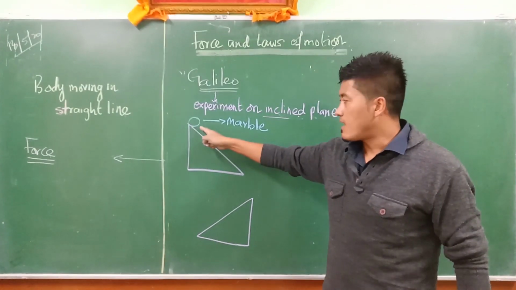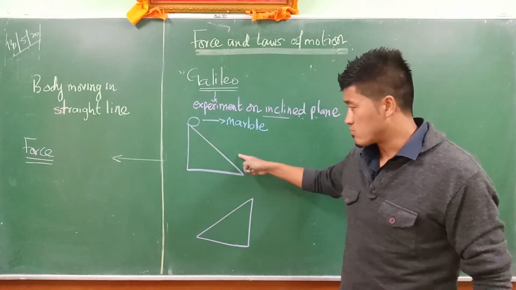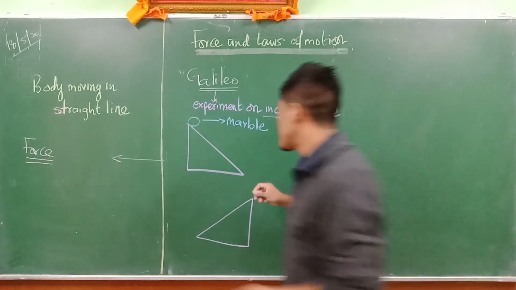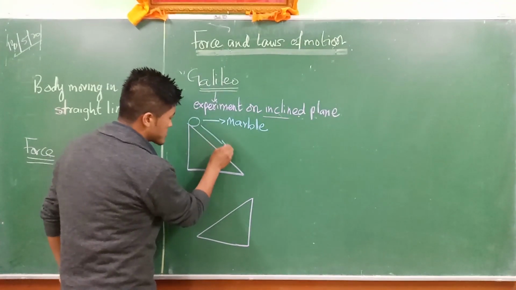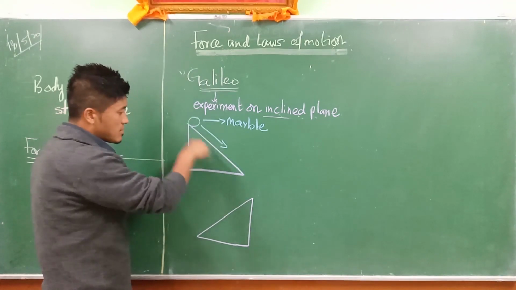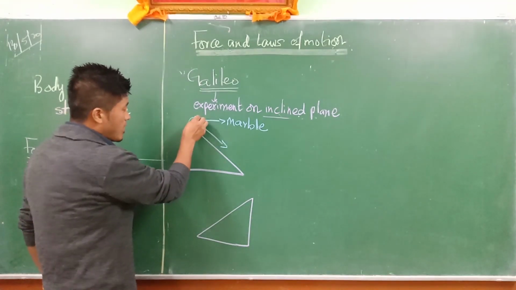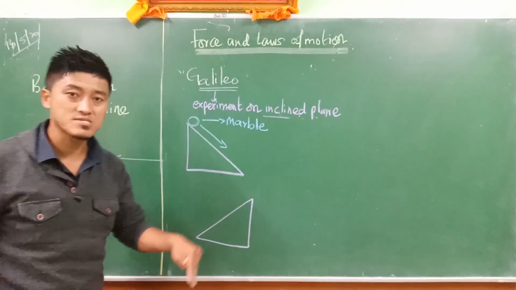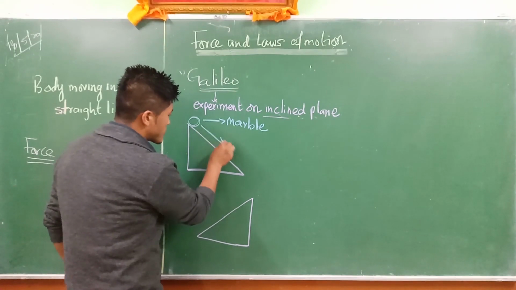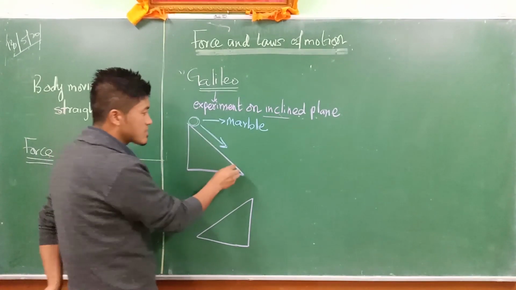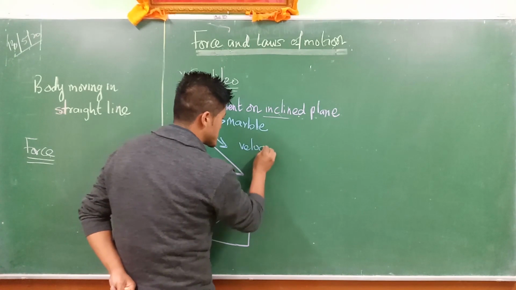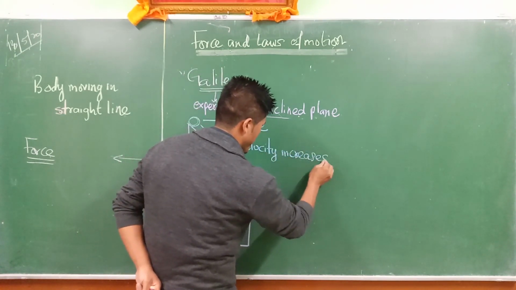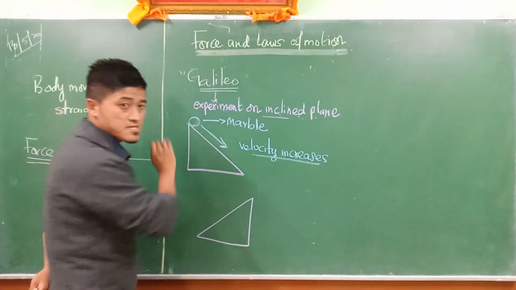If a marble is allowed to roll down through this inclined plane, what will happen to the velocity of the marble? The velocity will increase when you roll it down, because in an inclined plane, the marble has more ability to move at a higher velocity. So whenever this marble rolls down an inclined plane, the velocity always increases, right, in this case.